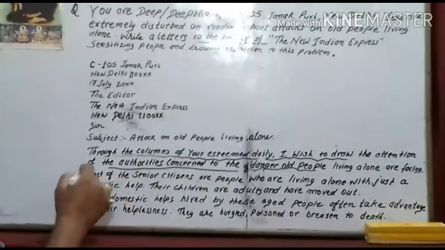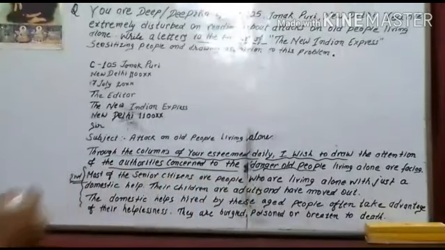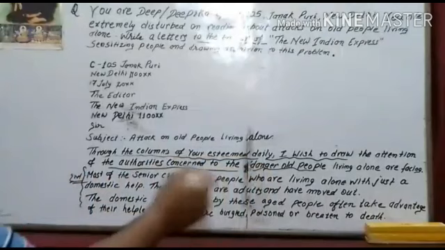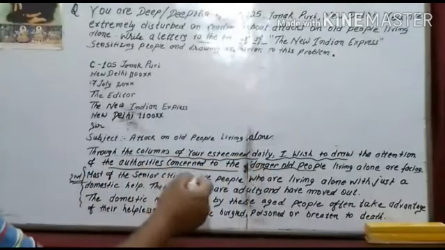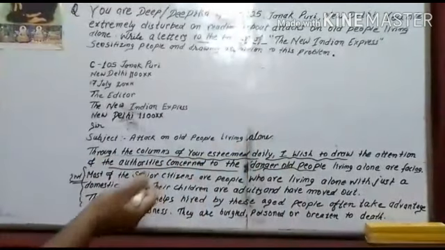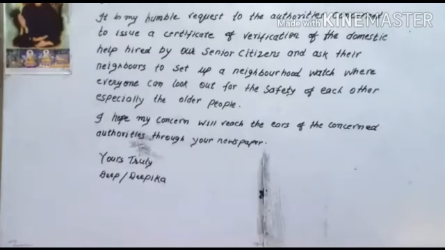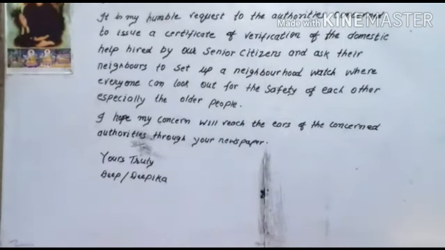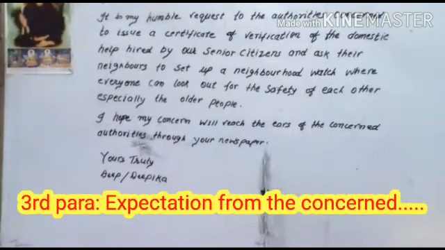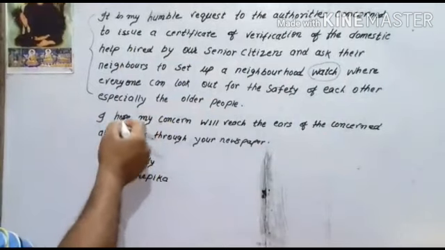Their children are adults and have moved out. The domestic helps hired by these aged people often take advantage of their helplessness. They are burgled, poisoned, or beaten to death. It is indeed a sad plight for our senior citizens. So in the second paragraph, I have written details of how that type of heinous act takes place. So in the third paragraph, I will write what expectation I have of the administration. And the last line, you can mention your expectation.